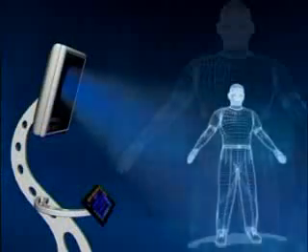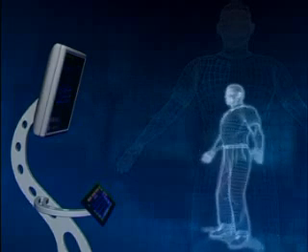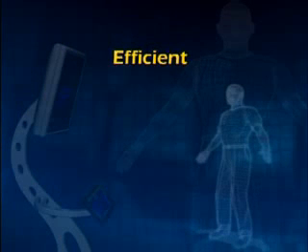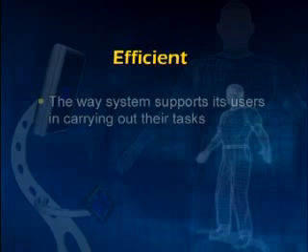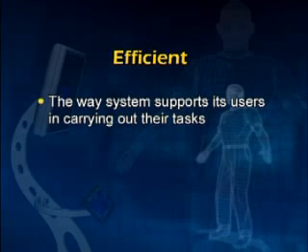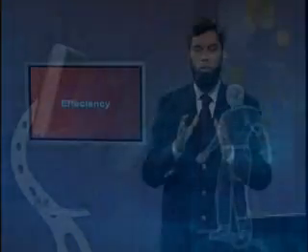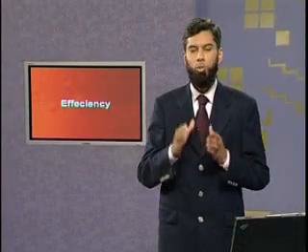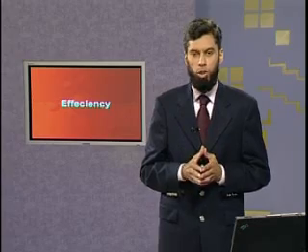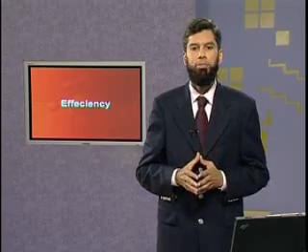Now, if this computer-based alarm clock does not wake you up in the way that you want to be woken up, then it is not effective. Now, let's take a look at efficiency. Efficiency is defined as being able to support a user in carrying out tasks with less resources, with less effort. With minimum effort, with minimum resources, users should be able to complete their tasks.